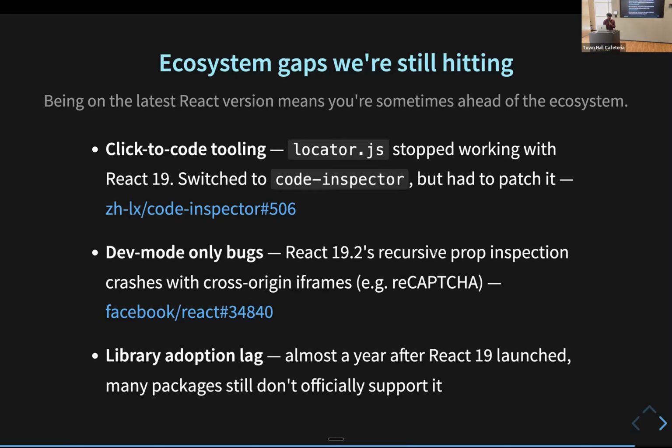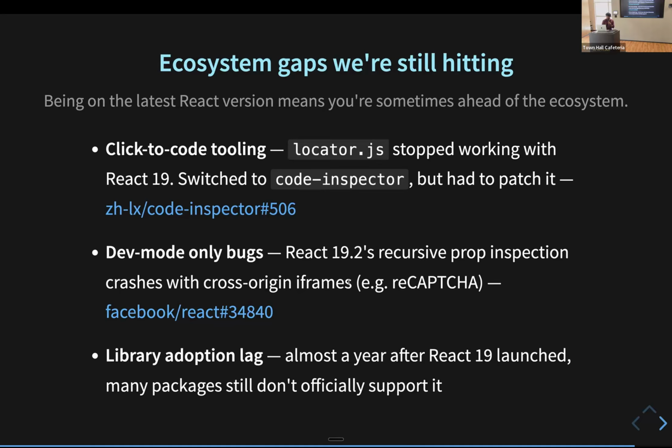In React 19.2, there's a recursive prop inspection bug in dev mode. What happens is React 19.2 introduced a thing called performance tracks, which observes your re-renders and has a specific UI in your performance display tab. For that, it inspects all the re-renders and checks why a particular re-render happened, right? But that has a bug where it would also inspect cross-origin iframes. Those iframes end up triggering an issue that you're trying to access a cross-origin iframe within React. So this bug is still there.